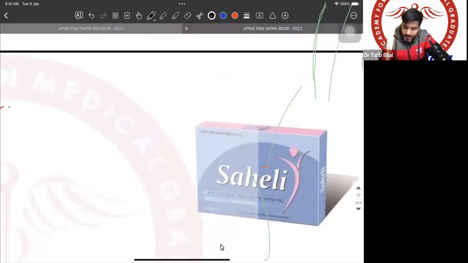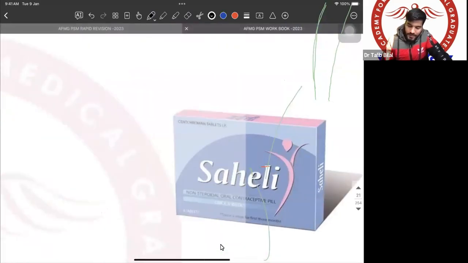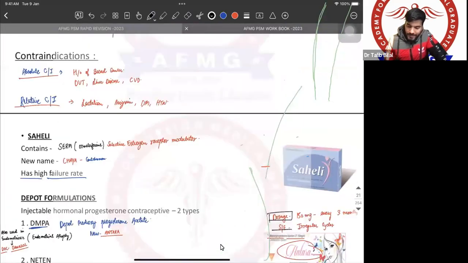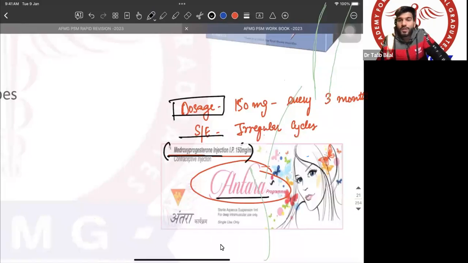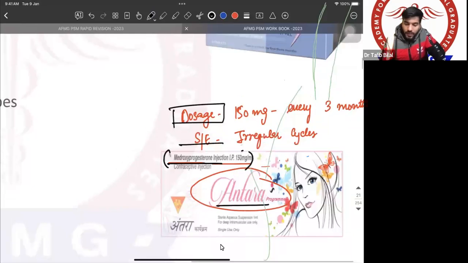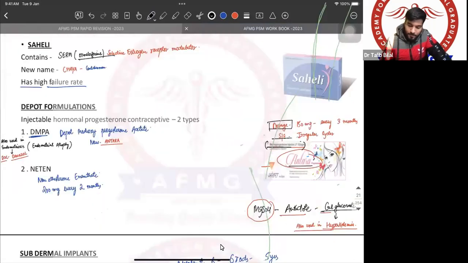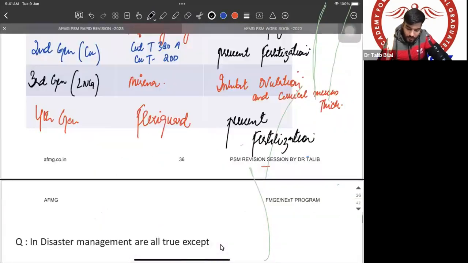And this I've already discussed. Saheli, we have the SERM there. Which SERM, guys? Ormeloxifene. And Antara, we have which one? DMPA. And this DMPA, medroxyprogesterone acetate, we also use in which gynecological condition, guys? Endometriosis, so that there will be an atrophy of the endometrium. Is that clear? Coming back to our own topic, guys.